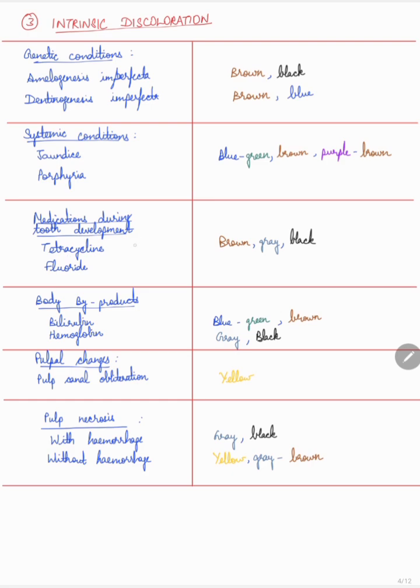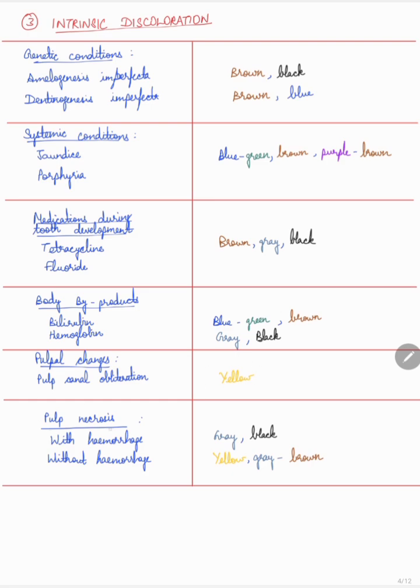In cases of tetracycline discoloration, bleaching is usually difficult to carry out, as the stains are more severe in case of tetracycline as compared to stains due to fluorosis or excessive fluoride ingestion. Next, due to body byproducts like bilirubin and hemoglobin. In case of bilirubin, the teeth color changes to blue, green or brown, and in case of hemoglobin, it may turn grey or black. And due to pulpal changes like pulp canal obliteration, the teeth usually appear yellow.